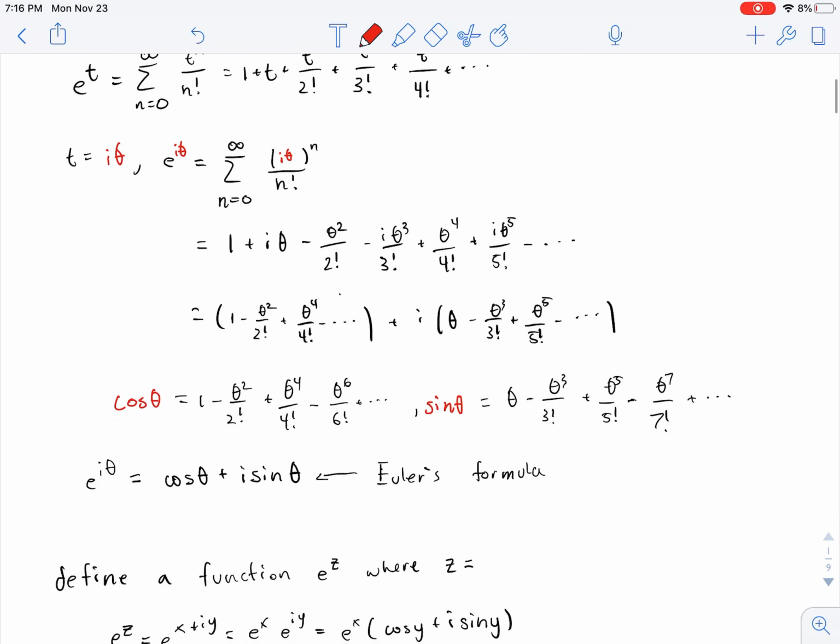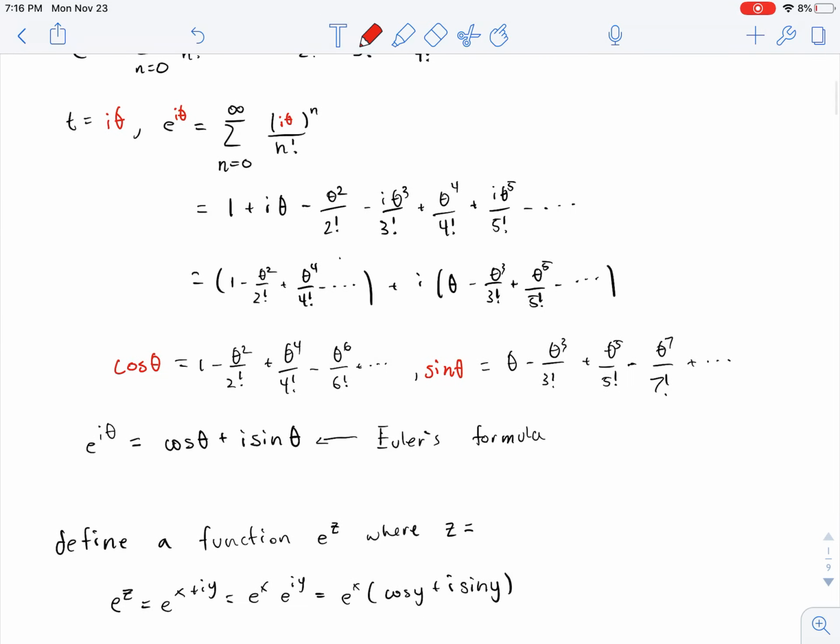So now we're going to define a function e to the z, where z is equal to x plus iy. And so e to the z is equal to e to the x plus iy, which is equal to e to the x times e to the iy. And then right here, already applying Euler's formula, this is equal to e to the x times cosine y plus i sine y.